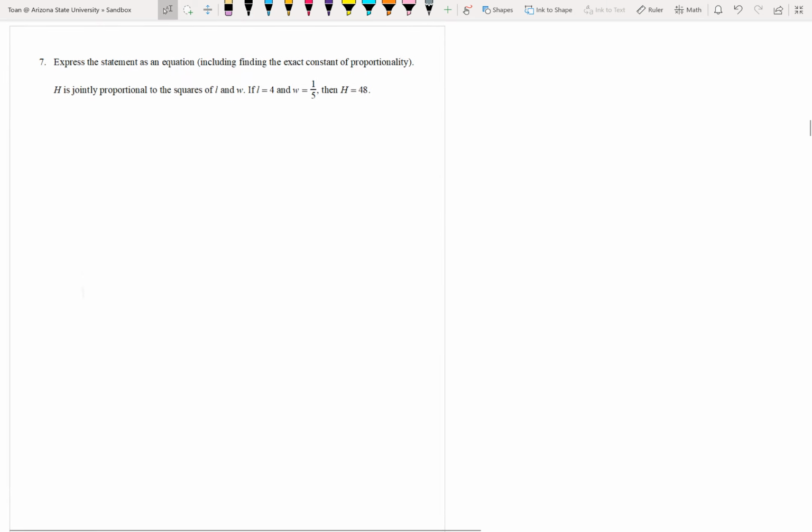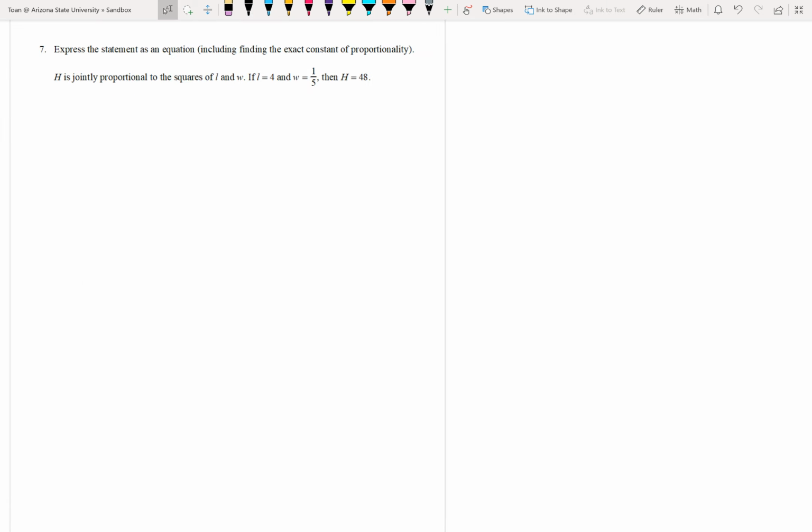Number 7, another proportion problem. In this case, they only give me one set of information, so it looks like once I get the complete equation, I'm done. So let's read it. What are the players involved? H is jointly proportional, so immediately I know it's H equals K.